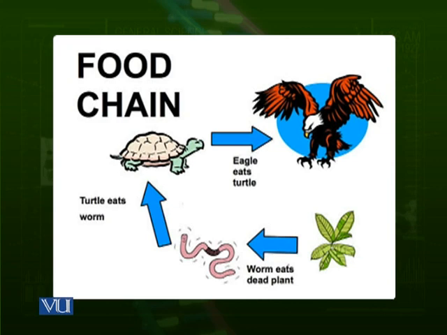That is, producer, the plant, eaten by a worm. Worm is a consumer that is eaten by the turtle. Turtle itself is a consumer, but a secondary consumer, which is eaten by the eagle, which in this way we call a tertiary consumer. This is a straight generalized food chain.